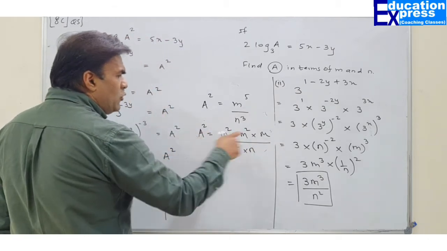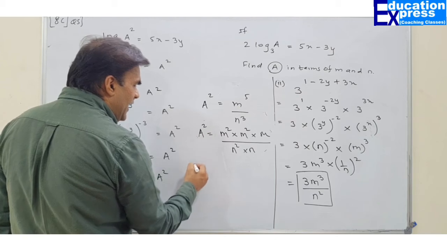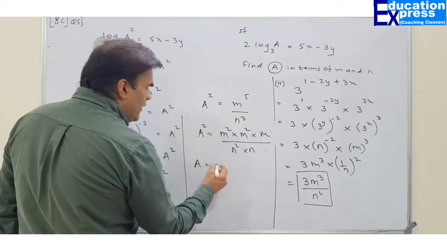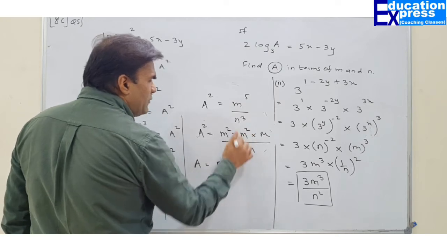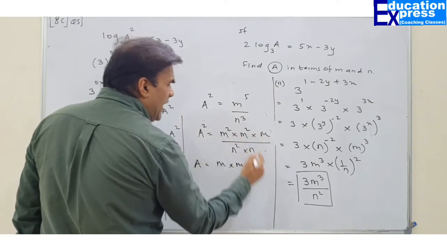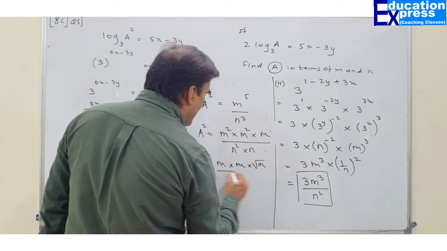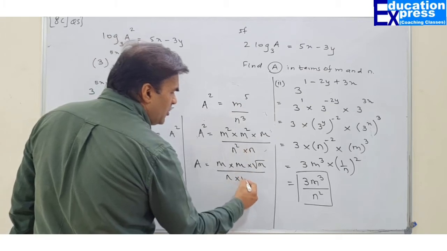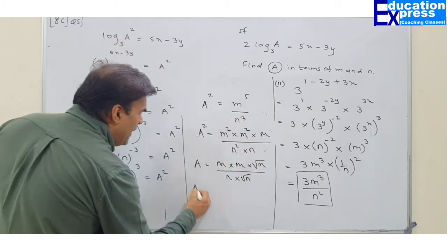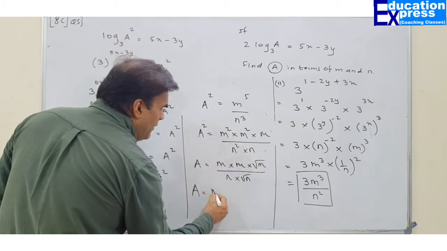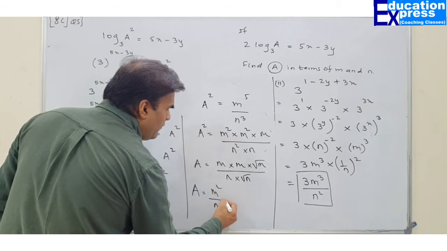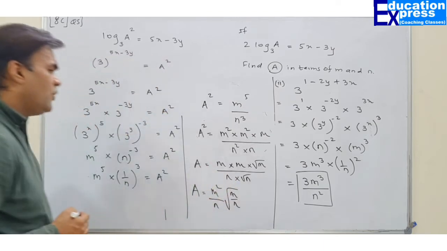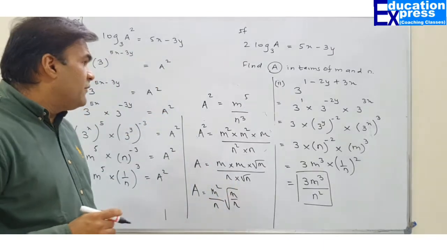Now if you take a square root on both the sides, what is the square root of a square? So a. What is the square root of m square? m. Square root of m square? m. Square root of m? So root m. Very good. Square root of n square? n. Square root of n? So root n. So my final answer for a would be m square root m upon n root n, so this is your final answer, my dear friends.